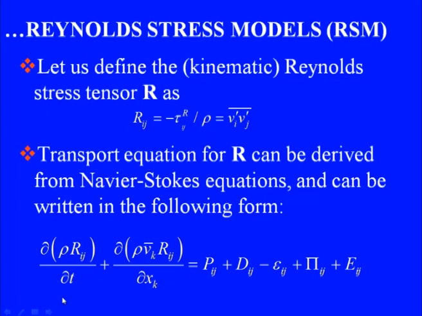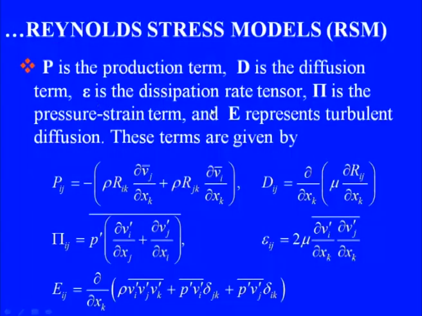So, that is how the equation reads: ∂/∂t of ρRij plus ∂/∂xk of ρVkRij is equal to Pij plus Dij minus εij plus Πij plus Eij. Now, here P is the production term, D is called the diffusion term, ε is the dissipation rate tensor, capital Π is the pressure strain term, and E represents turbulent diffusion.